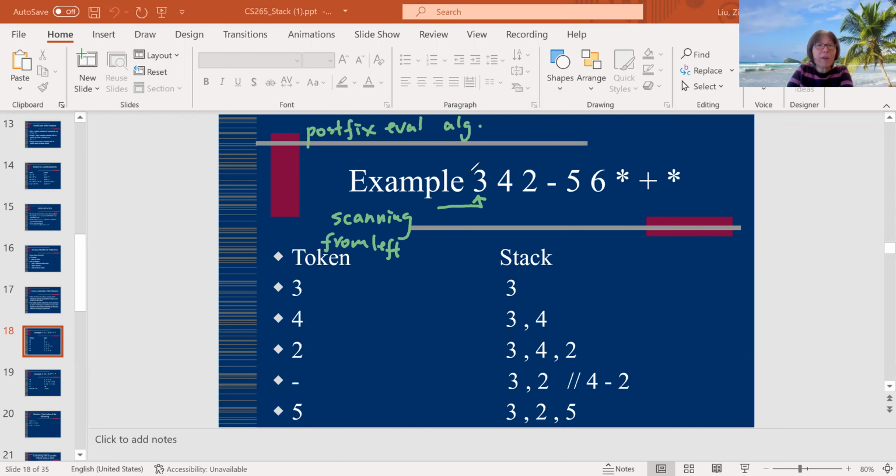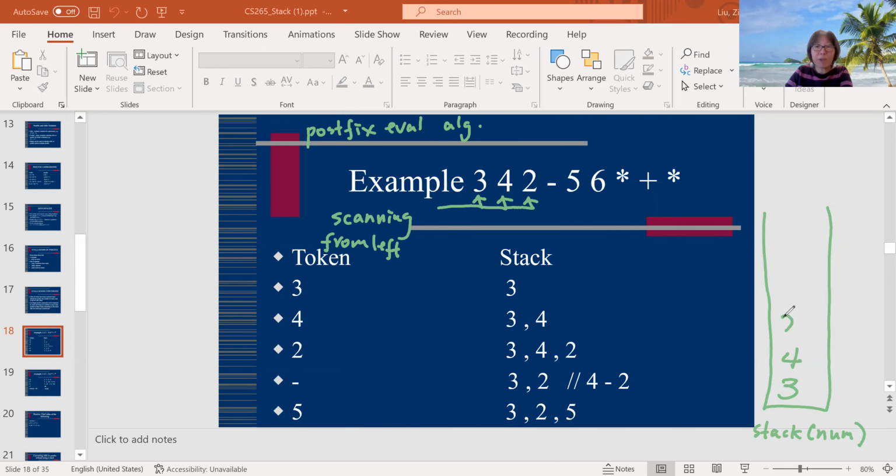Okay, if this is a number, then over here you hold a stack. And the stack is a number stack. If it is a number, you put it to the stack. And then you continue your scan. Next is a number, you put it to the stack. Next one is a number, you put it to a stack.